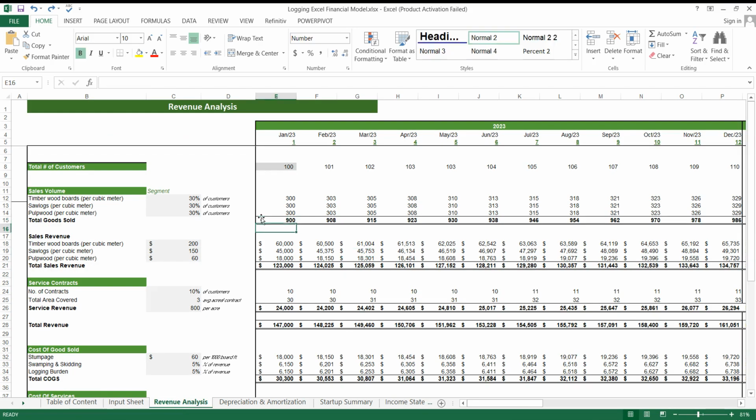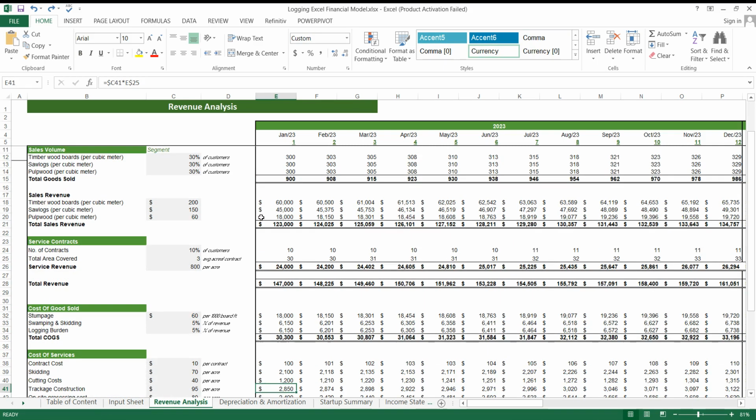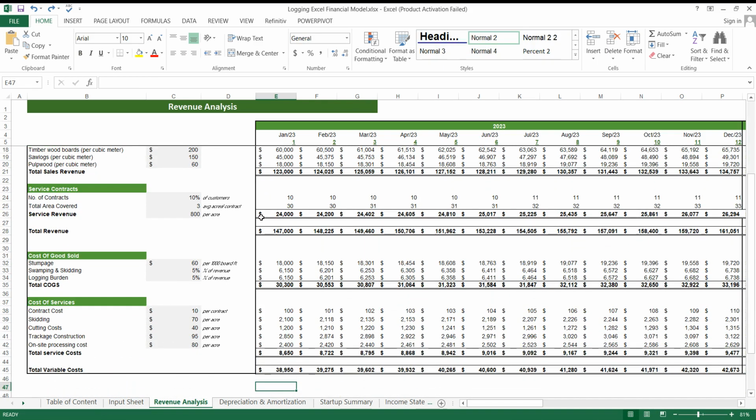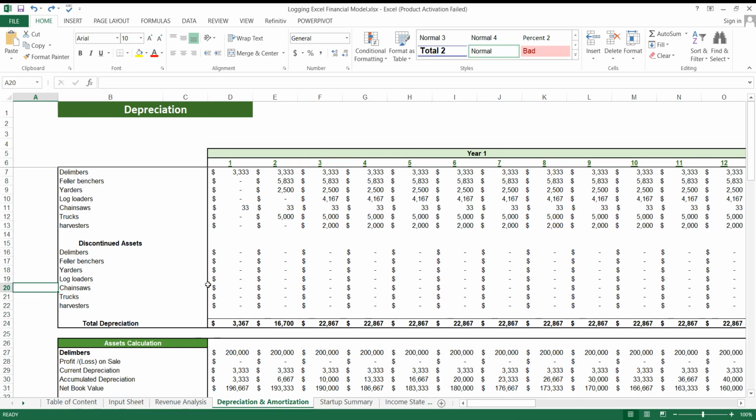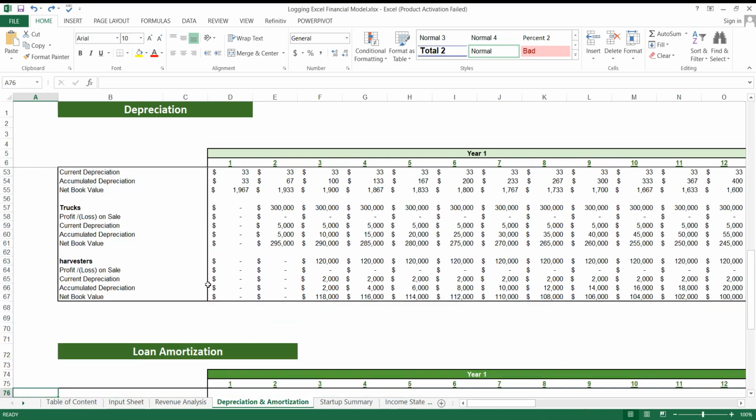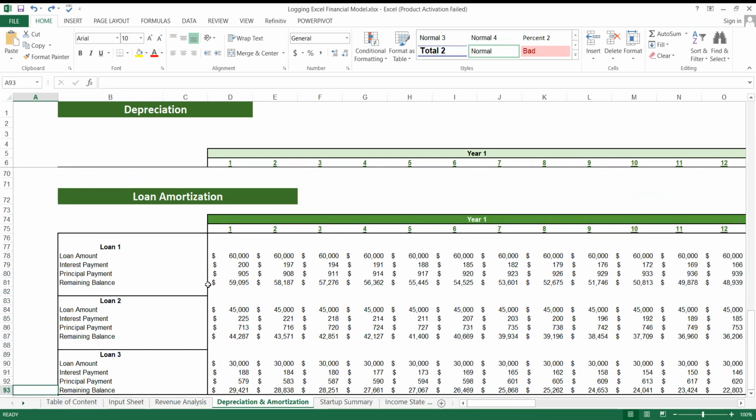This sheet has been prepared to calculate monthly revenues of your business. It calculates the revenues for the sales, for the services, and it also calculates the cost of goods sold and cost of services. Next, we have the depreciation and amortization tables where you can calculate the depreciation of each of the fixed assets on a monthly basis and also the amortization of all the external fundings.